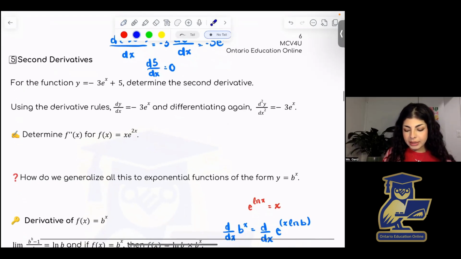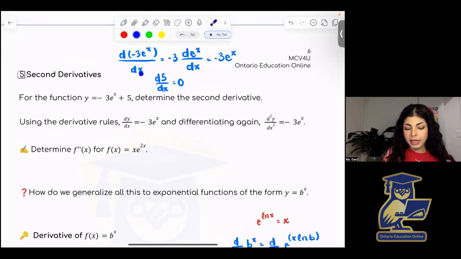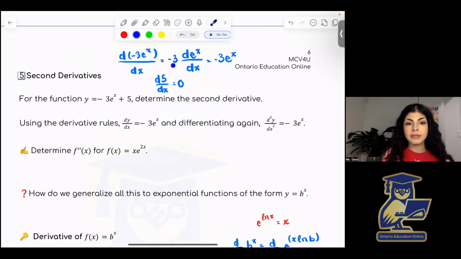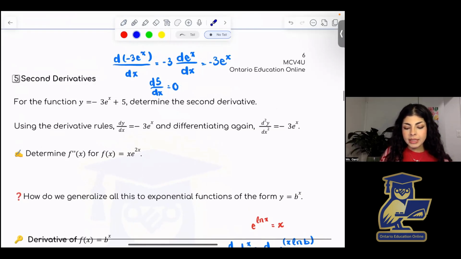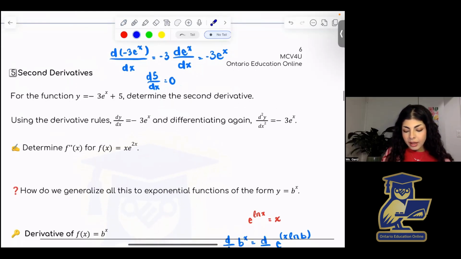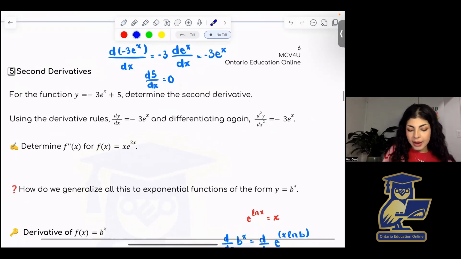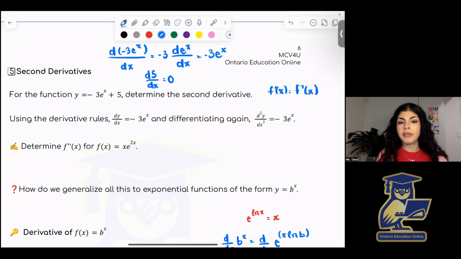Now differentiating this again, we get the same result. And again, this comes from here because we're finding that same derivative. So negative 3 is factored out because it's a constant, so our constant multiple derivative rule. And then d of e to the power of x over dx is just e to the power of x. And so we now see that for this function, f of x is actually equal to f double prime of x. So the first and second derivative are the same.